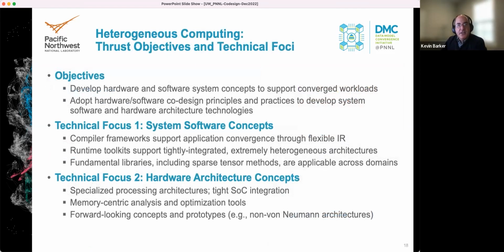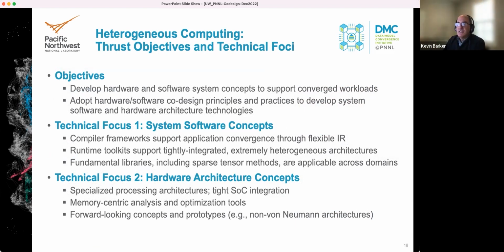the second thrust area, so in addition to the converged applications, is the heterogeneous computing thrust area. And this is really kind of, if I can say that the converged applications is in the scientific domain space, the heterogeneous computing is kind of in the computer science space. And so it's computer science kind of supporting some of these application domain areas.